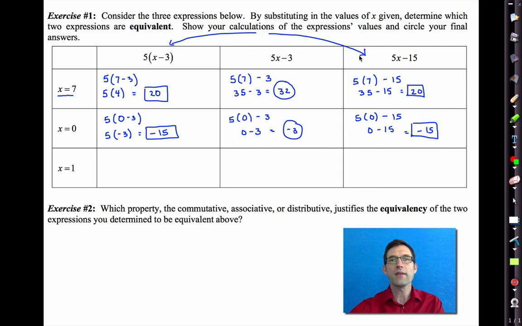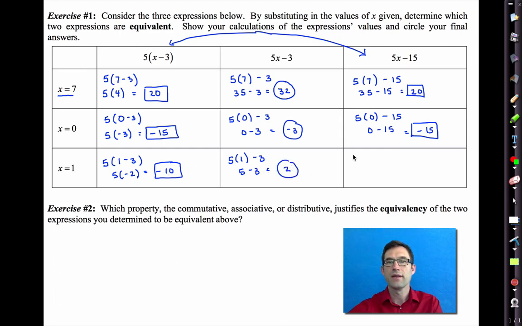We can't prove equivalency by just substituting in values, but we can sure get a good idea of it. Let's put 1 in. Remember, do as many of these as you can without your calculator, even tricky ones that involve negative numbers, like 1 minus 3 is negative 2. 5 times negative 2 is negative 10. Here we'll do 5 times 1 minus 3. That's going to give me 5 minus 3. That's going to give me 2. Again, not the same. Finally, 5 times 1 minus 15 gives me 5 minus 15, and that is negative 10.